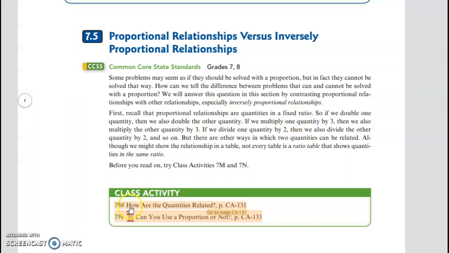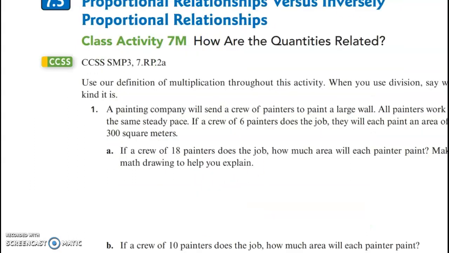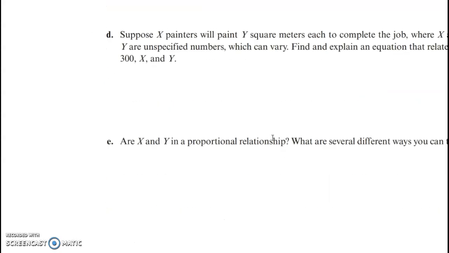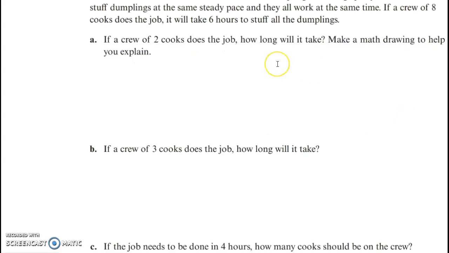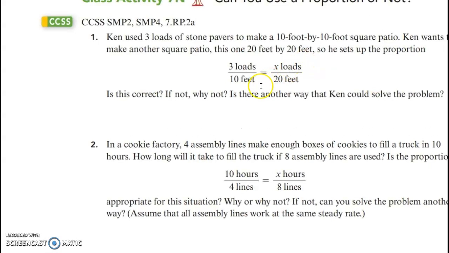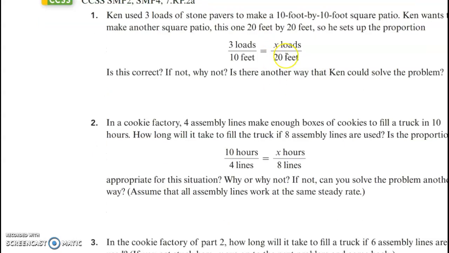But let's go ahead and try 7m and 7n once you have thought about proportional. So 7m, talking about multiplication and division. 6 painters, 18 painters, what happens? Give all of this a shot. That was M. This is the rest of M. M is 2 pages this time. It's a 2-pager. And then 7n can use proportion or not, whether or not a proportion is appropriate for the problem.